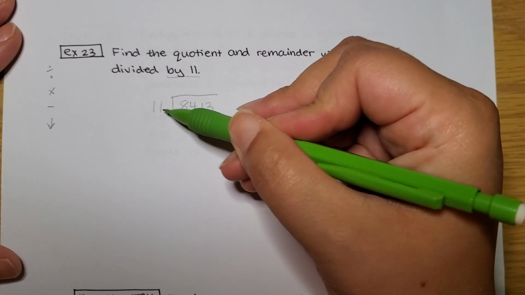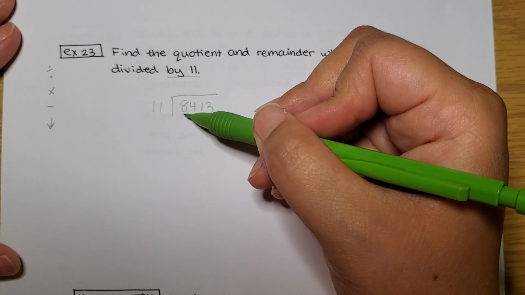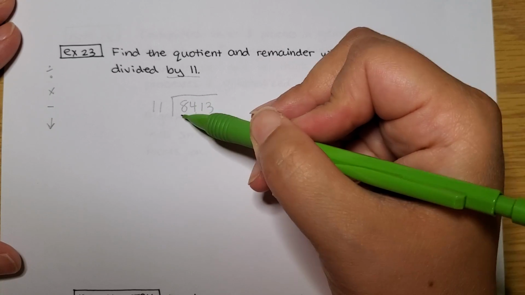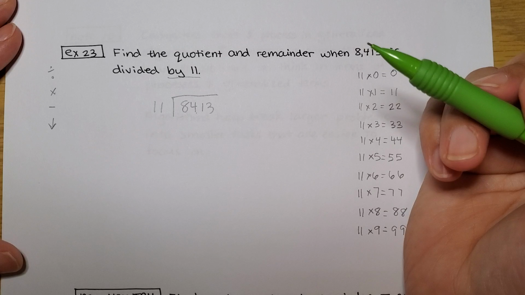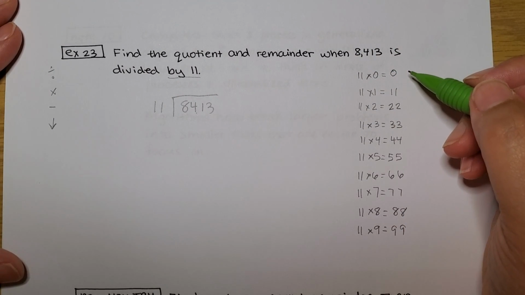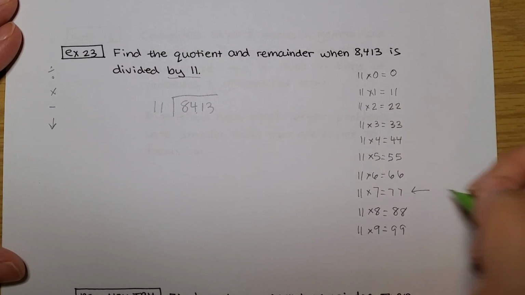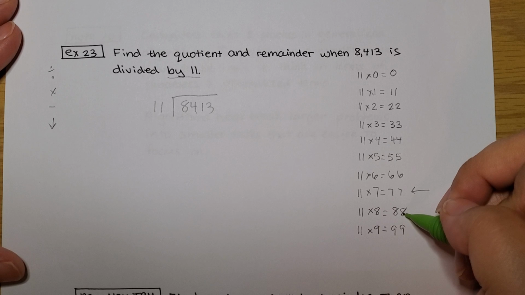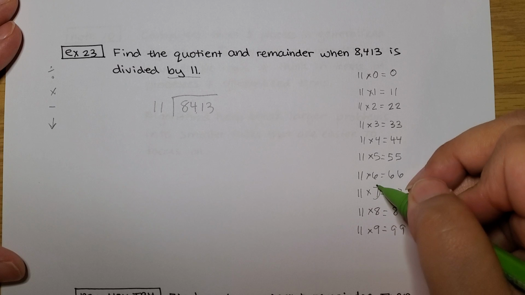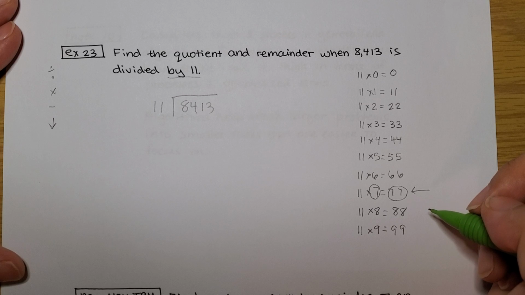We're going to start out with 11 going into 8. So 8 is smaller than 11, so we're not big enough yet. And now we have, if I move over 1, 84. So 84 is definitely bigger than 11. So I'm going to go to my cheat sheet here, and I look for the closest to 84 without going over. That looks like this one here. 88 goes over 84, so I want the closest without going over. That means I have a 7, and 11 times 7 is 77.